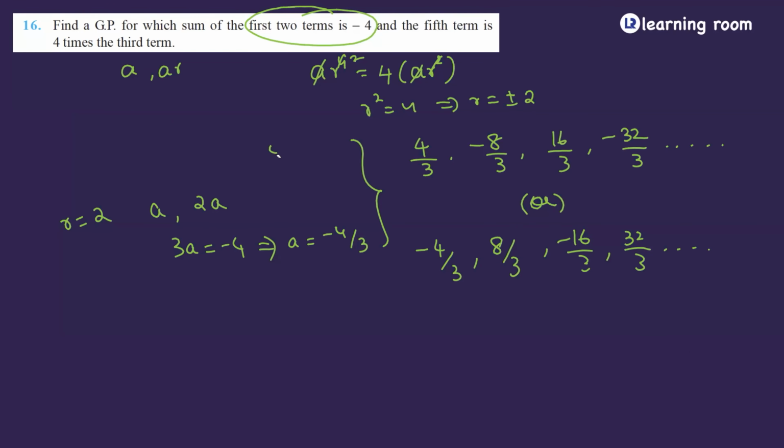minus 4 by 3 is not coming. See, the thing is when you add these two, what comes? Minus 4 by 3 is the sum that is coming out. But what does he say? Sum of the first two terms is minus 4, no? Then I should get minus 12 by 3. When I add these two terms, I should get minus 12 by 3. Only then it will be minus 4. When I add these two, I'm getting minus 4 by 3.